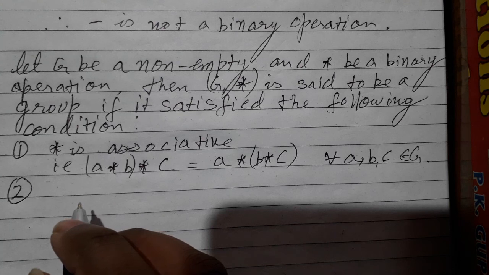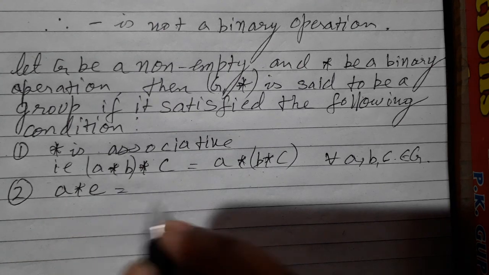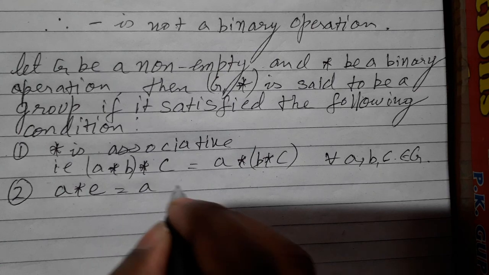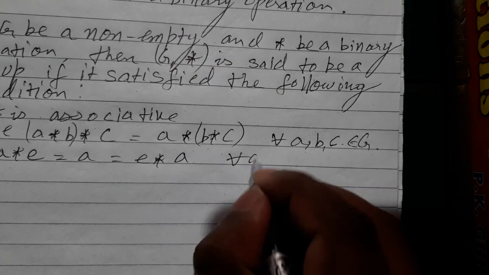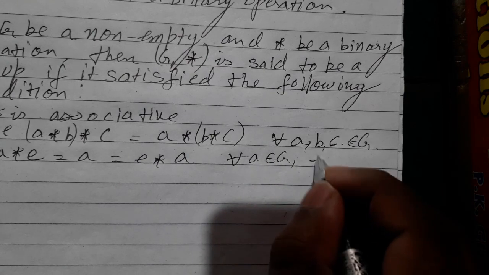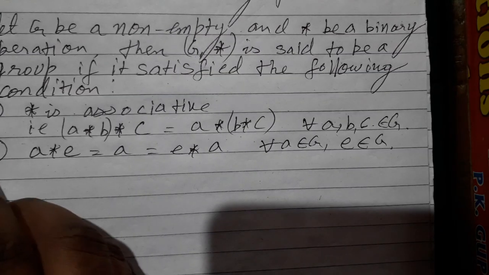If I take E as my identity element, then A * E = A = E * A for all A belonging to G, and this identity element should also be in G.